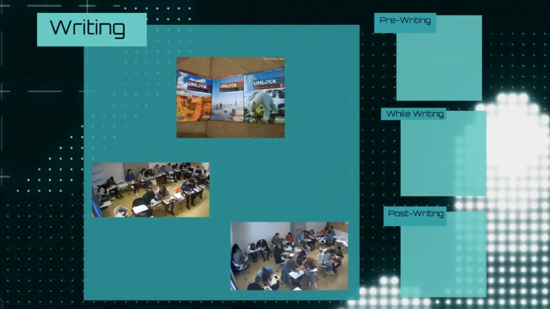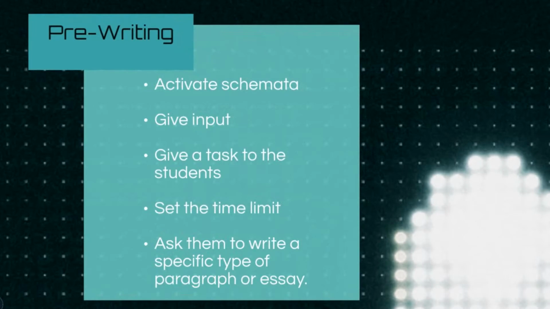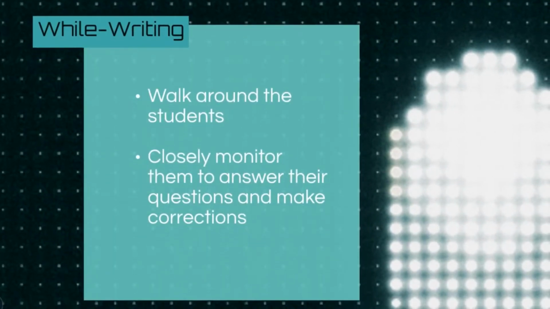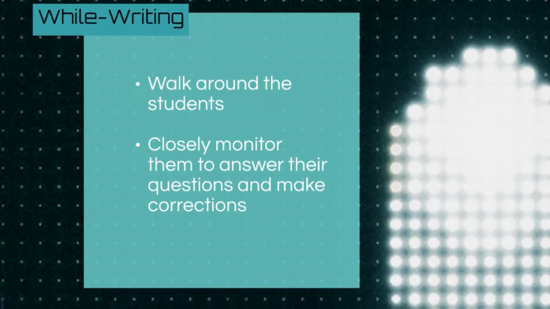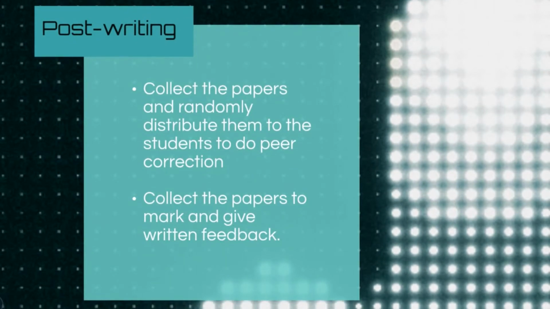In real classroom environments, for example in writing lessons in the prep program, after activating their schemata and giving input, we give a task to the students, set a time limit, and ask them to write a specific type of paragraph or essay. In the meantime, we walk around them, closely monitor to answer their questions and make corrections. When the time is up, we collect the papers and randomly distribute them to the students to do peer correction. As a last step, we collect the papers to mark and give written feedback.